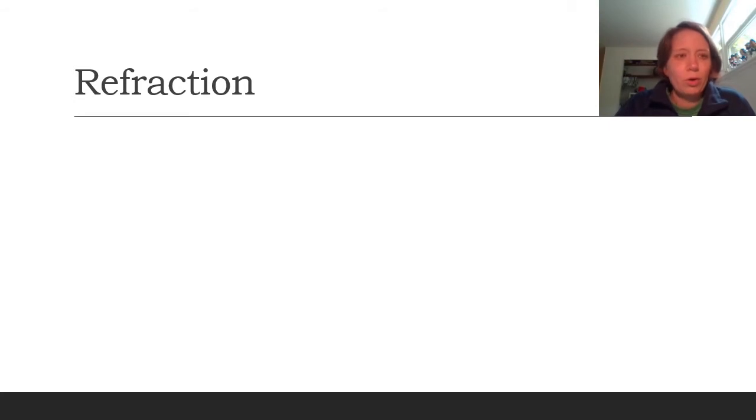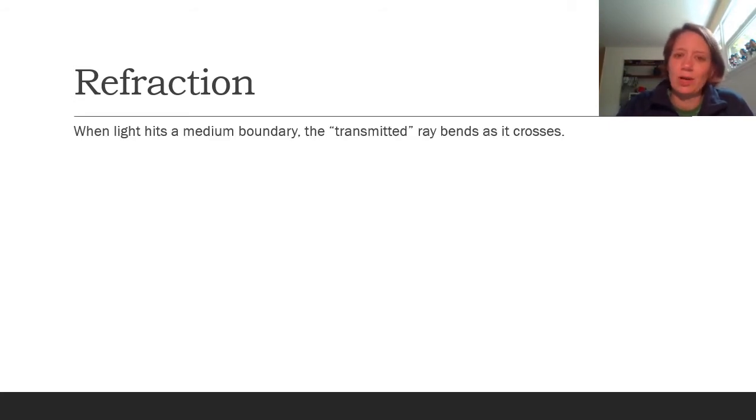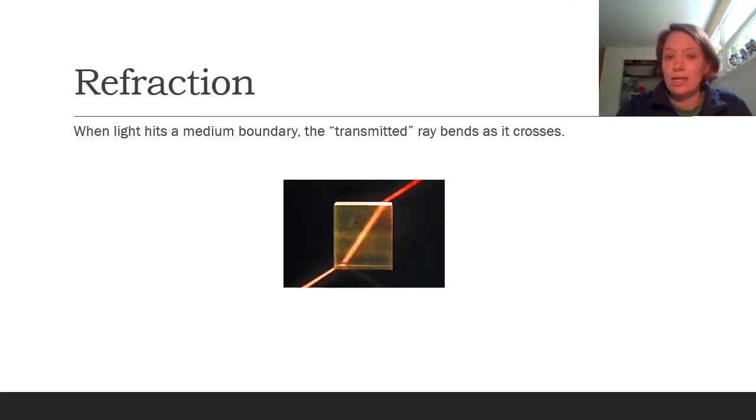So you may have heard the word refraction before. Refraction is something really interesting that happens to the transmitted light ray. When that transmitted light ray hits the boundary between the two media, it doesn't actually go straight most of the time. It bends, and that's a picture of a real piece of plastic with a laser going through it, and you can see really clearly that the light is bending when it crosses the boundary.